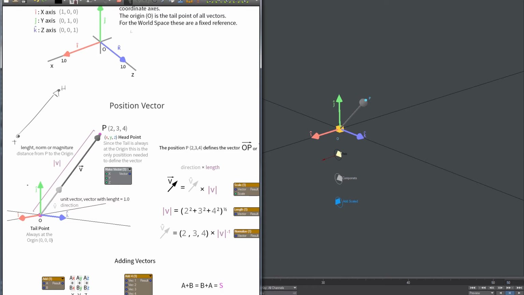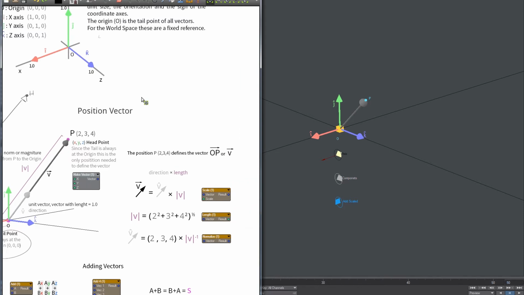Now we're dealing with position vectors, which are vectors where the tail point is bound to the origin. So the tail point is always defined for us. We never manipulate it. It's always at the origin, 0, 0, 0. This means that we are left to basically manipulate a single point to define a vector. This becomes a bit more obvious with an example.